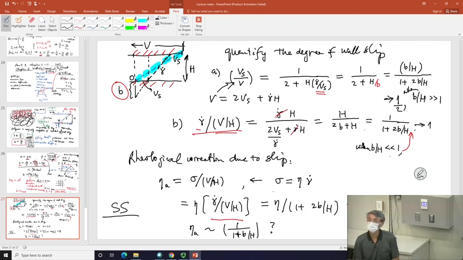So this is just to help you develop a feel about what slip can do to mess up your measurement, to make your measurement less reliable and accurate. Keep in mind, when you do such a measurement, it doesn't have to be your dear polymers. It could be your ketchup. It could be your toothpaste.